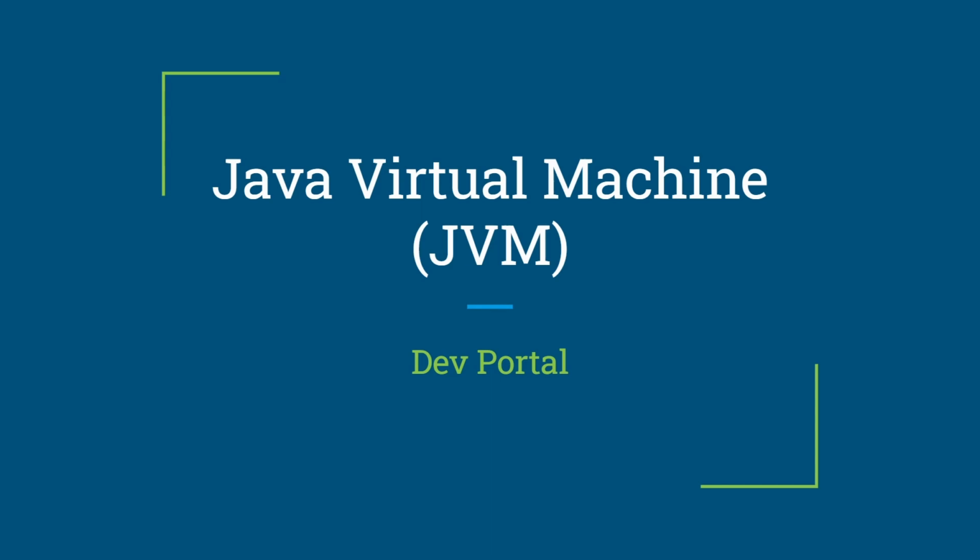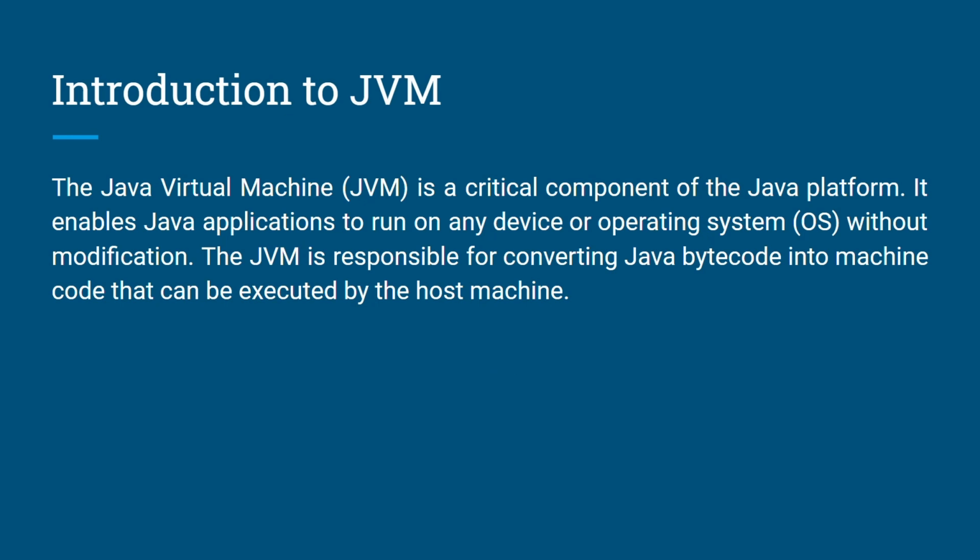Let's get started. The Java Virtual Machine is essential for running Java applications on any device or operating system without modification. It converts Java bytecode into machine code, enabling the code to be executed by the host machine. This ensures that Java is a write once, run anywhere language.